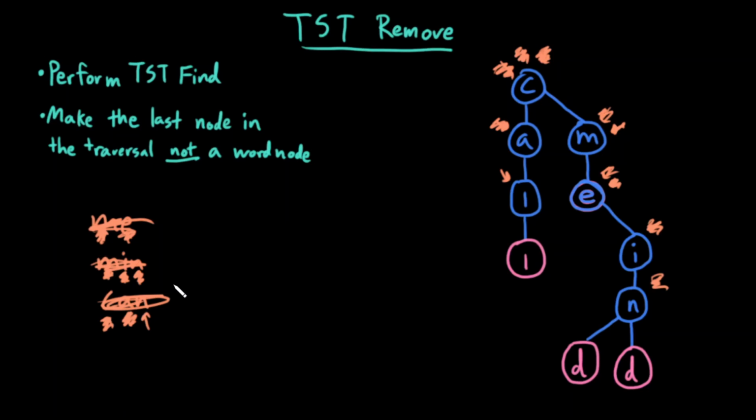So the TST remove algorithm is exactly the find algorithm. It's just that if you ever fail the find algorithm, as I did in both of these scenarios, you just don't do anything. If the find algorithm succeeded, as was with the case of me, just make the last node that you end at not be a word node anymore.